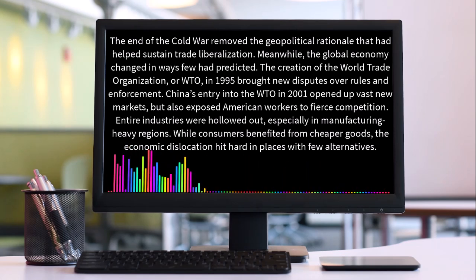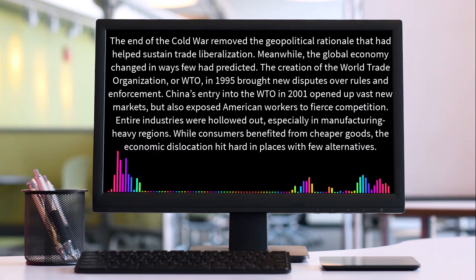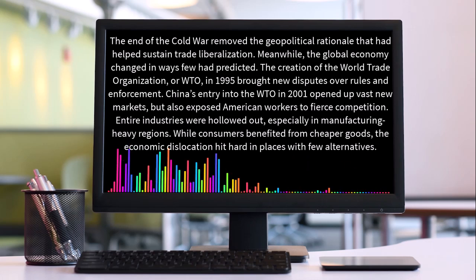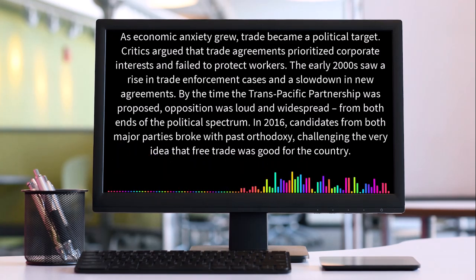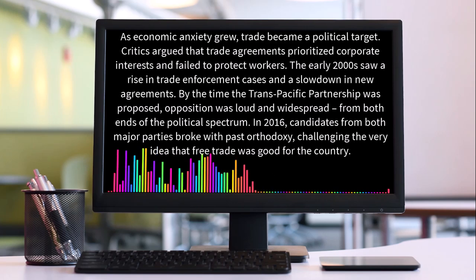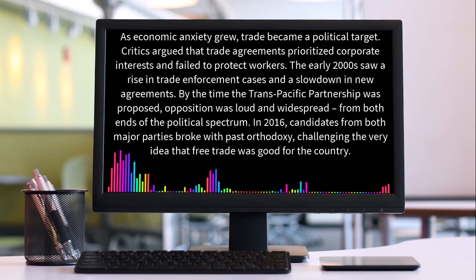Entire industries were hollowed out, especially in manufacturing-heavy regions. While consumers benefited from cheaper goods, the economic dislocation hit hard in places with few alternatives. As economic anxiety grew, trade became a political target. Critics argued that trade agreements prioritized corporate interests and failed to protect workers. The early 2000s saw a rise in trade enforcement cases and a slowdown in new agreements.